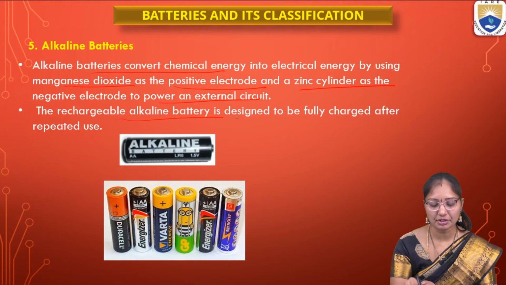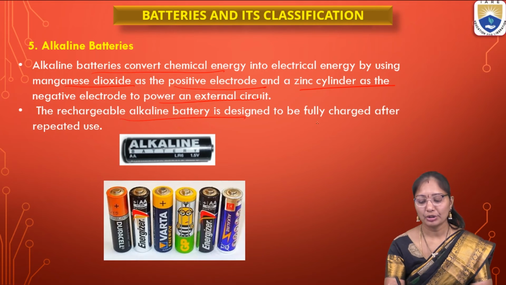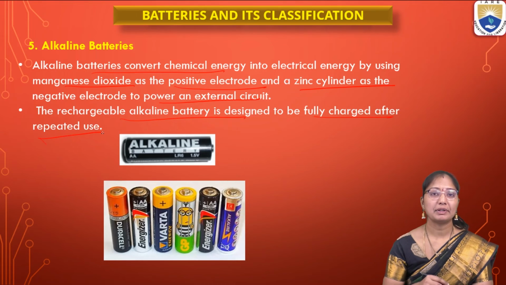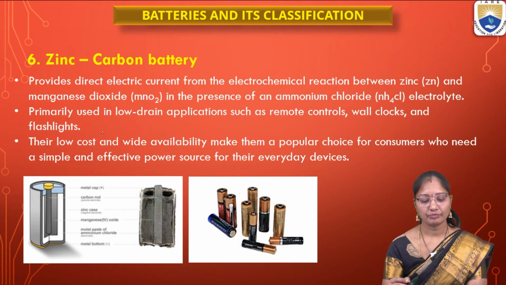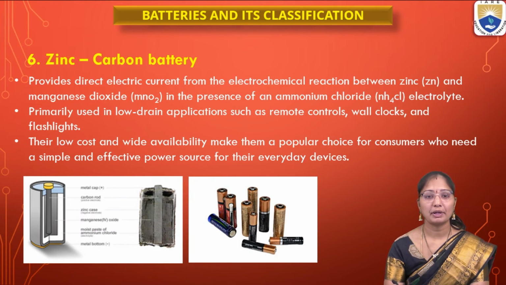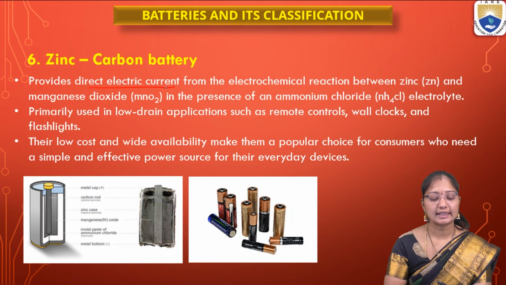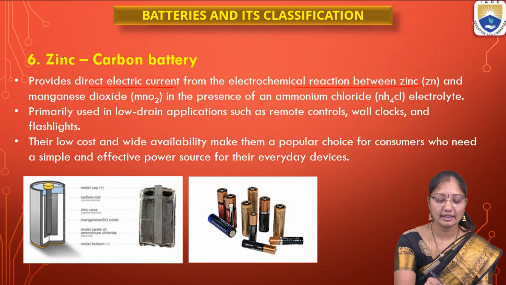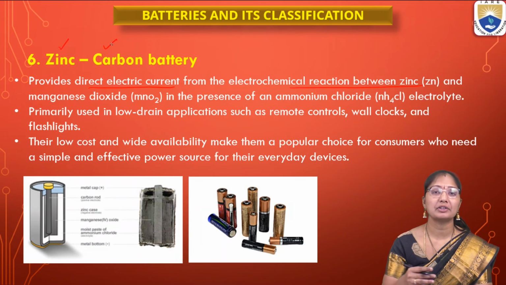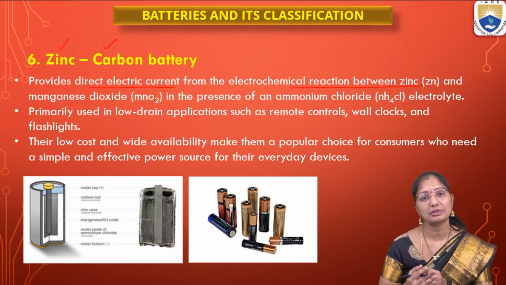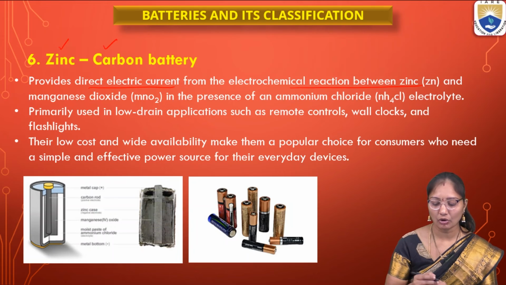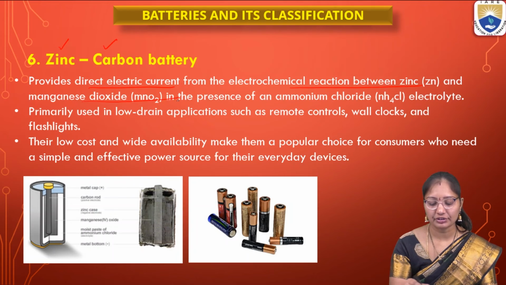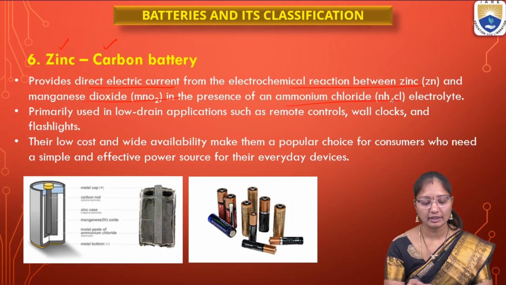The rechargeable alkaline battery is designed to be fully charged after repeated use. The next type is the zinc carbon battery. It provides direct electrical current from the electrochemical reaction between the zinc. Here itself we can see the zinc and carbon. So the chemical reaction takes place between the zinc and the carbon, and the manganese dioxide, in the presence of ammonium chloride.